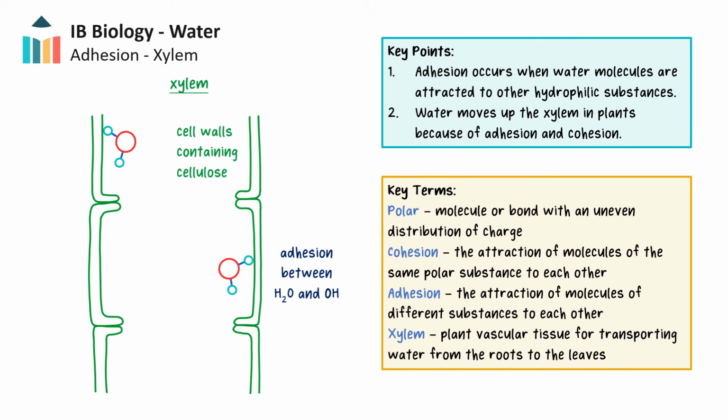See, the walls of the xylem are plant cell walls, composed primarily of cellulose. Cellulose has a number of hydroxyl groups that readily form hydrogen bonds with water molecules, and this attraction causes water to stick to the walls of the xylem. In other words, cellulose is hydrophilic, or attracted to water. So, even though water is moving up the xylem against gravity, this adhesion helps prevent it from falling down.